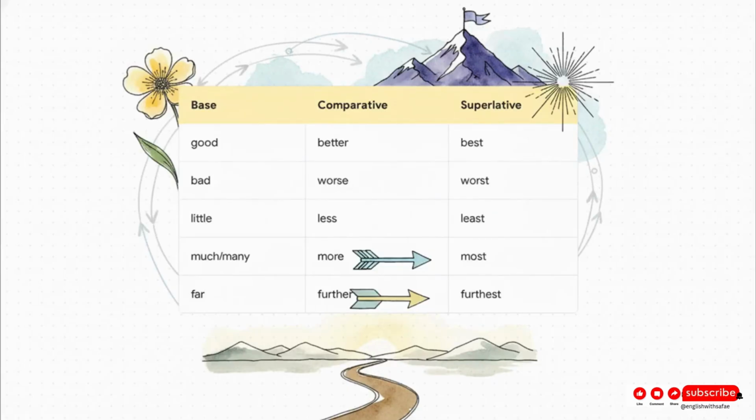This table lays out the most common ones. And let's be honest, you never say gooder or badder. We all just instinctively know it's better and worse. These words are so common, so fundamental that you probably use them correctly all the time without even thinking. But seeing them listed out like this really helps to lock in that knowledge.